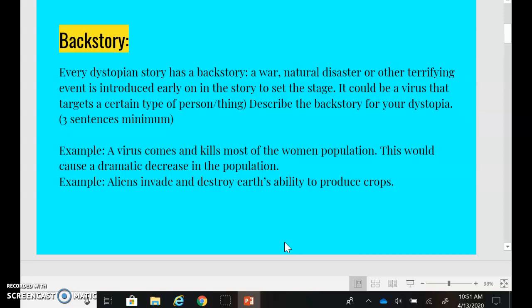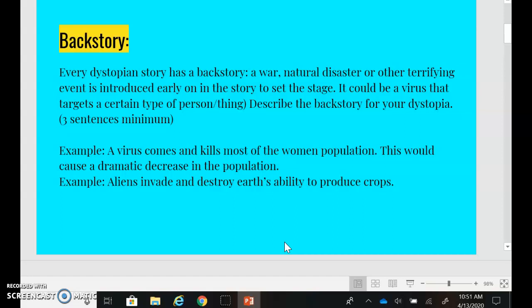Okay. Also, it could be aliens invade and destroy Earth's ability to produce crops. We know we need crops for corn, potatoes, bananas, fruits, and vegetables. That's how we grow things. So if aliens invade and destroy our ability to produce crops, that means that we would have to find another way to produce fresh fruits and vegetables. So what would the government do? What kind of guidelines would the government put in place to make sure that we had enough food for everybody? Would food be rationed? So think about those kinds of things.